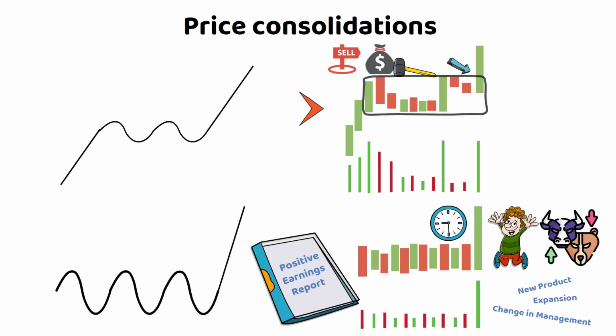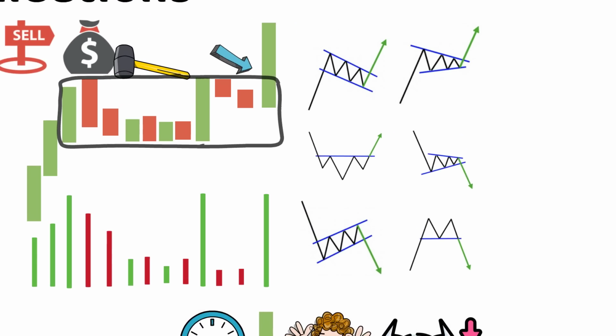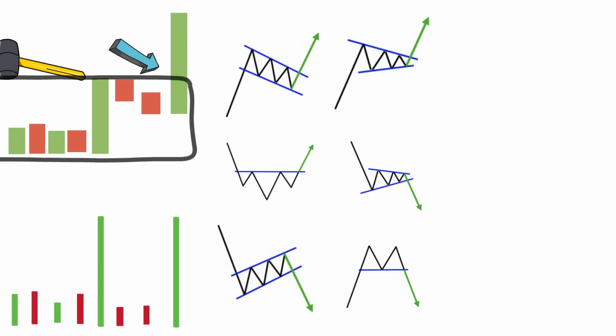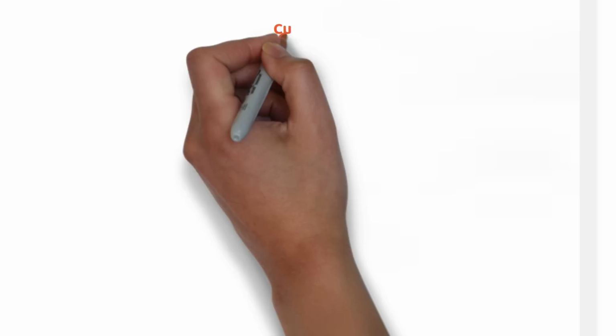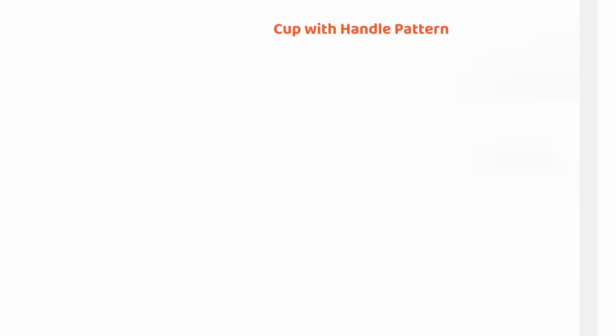Consolidation can come in several forms, and as a trader, you need to know the most common of these consolidation patterns to trade them effectively and profitably. Let's look at a few common consolidation patterns. We start with the cup and handle pattern.